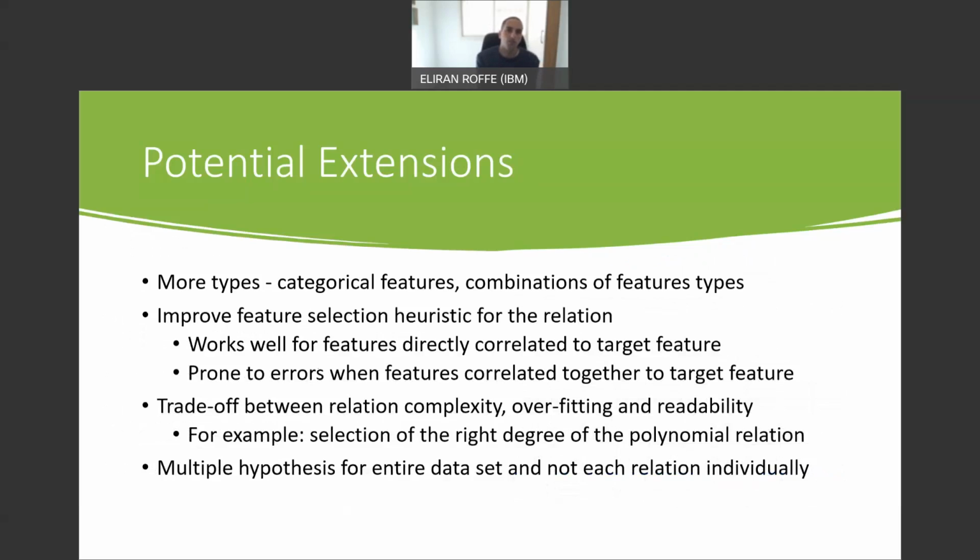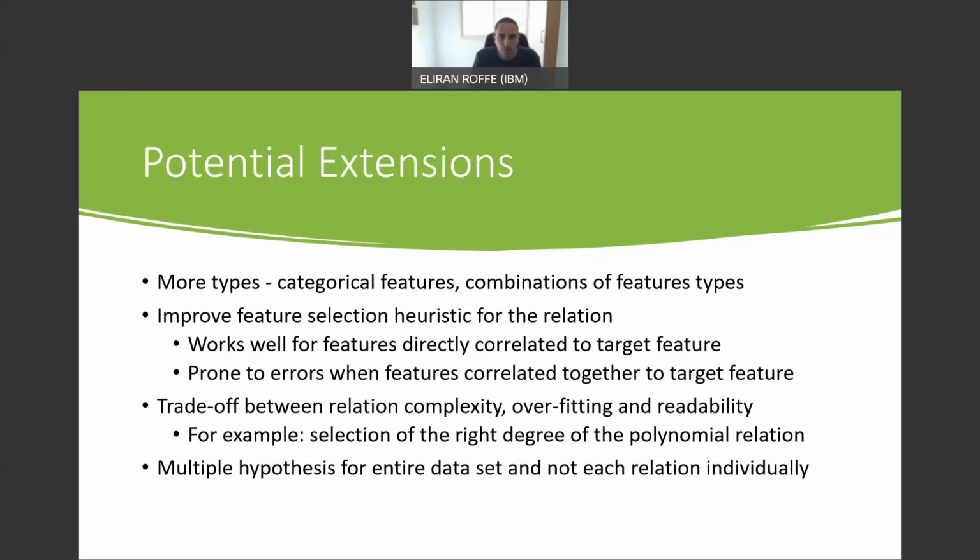Lastly, the potential extensions. There are many extensions that we can do for this work. The first one is more types. Now we support mainly numerical features. We can support categorical features too. This is done, for example, using logistic regression and not linear regression. It is a starting point. It's not everything, but it is a good start. This will also lead us to an option to do combinations of feature types, like numerical and categorical, and other options. We also need to improve our feature selection heuristic.